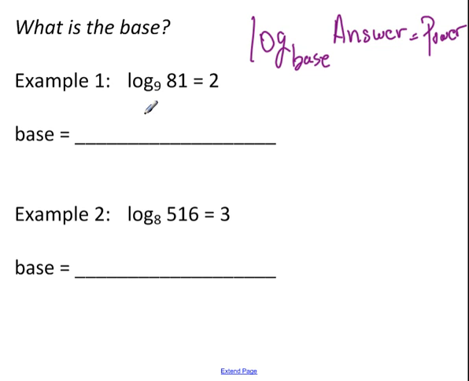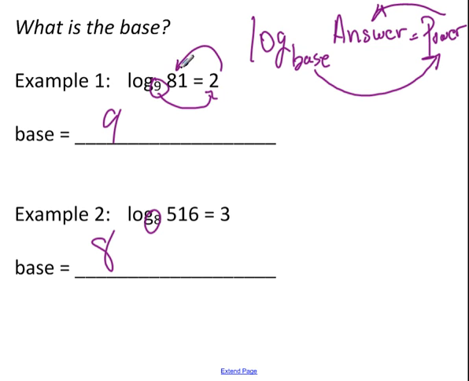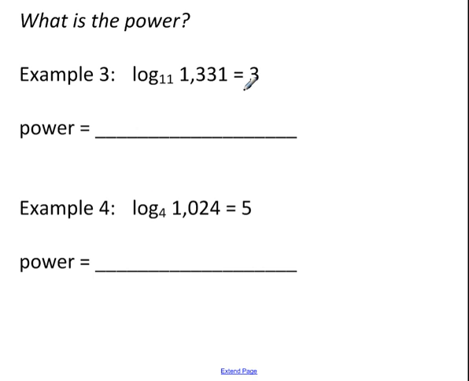So here, our bases are going to be the 9 and the 8, because those are the little numbers here and here. It's just kind of base to this power is this number. 9 squared makes 81. 8 to the third makes 512. And that's what's going on here.